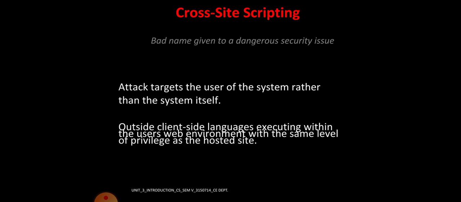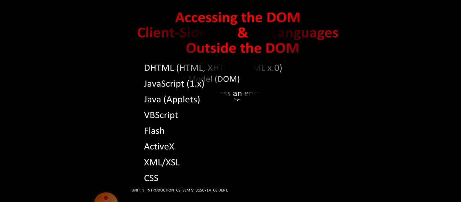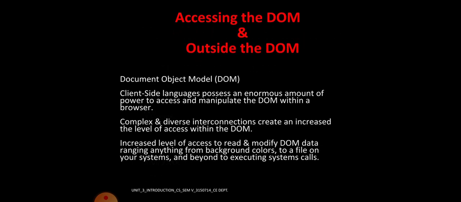Outside, client-side language executes within the user's web environment with the same level of privilege as the hosted site. Client-side scripting languages, we saw yesterday, include HTML, JavaScript, Java, VBScript, Flash, ActiveX, XML, and CSS. Accessing the DOM and outside the DOM, the document object model: we also discussed a lot about the DOM with examples.